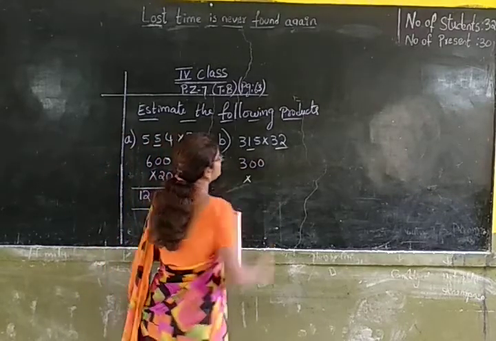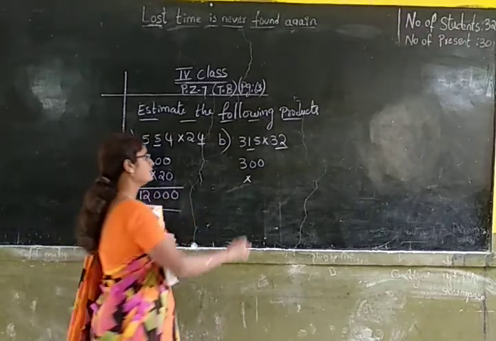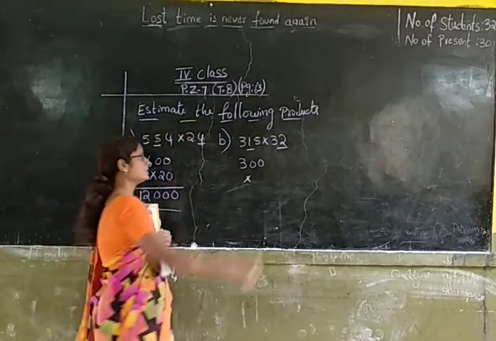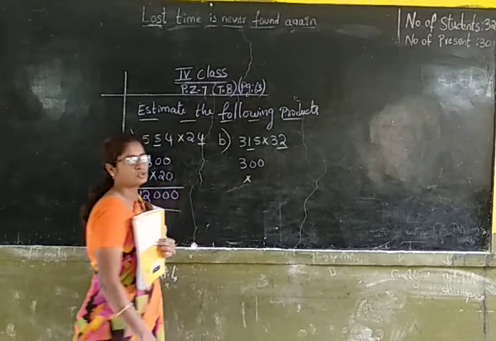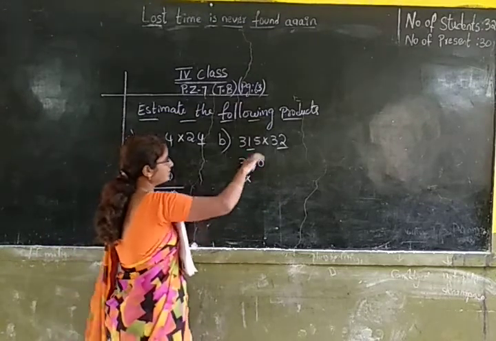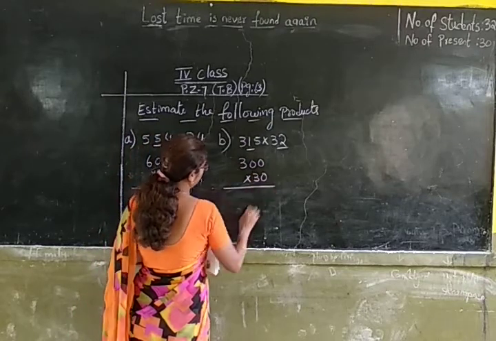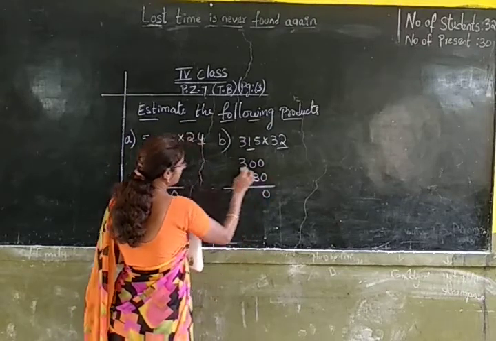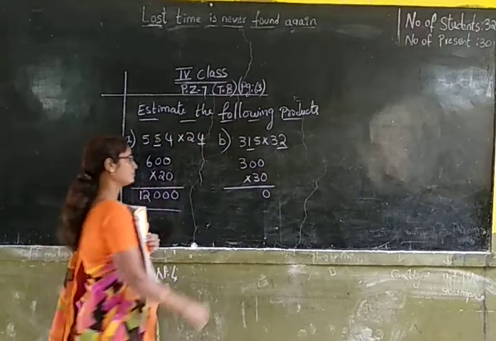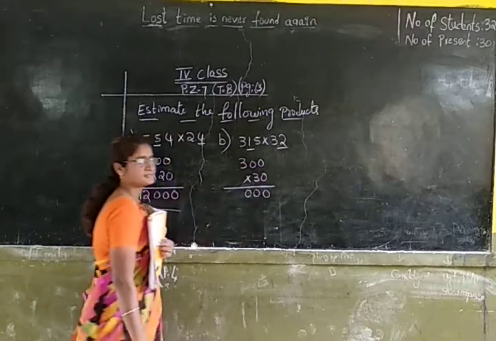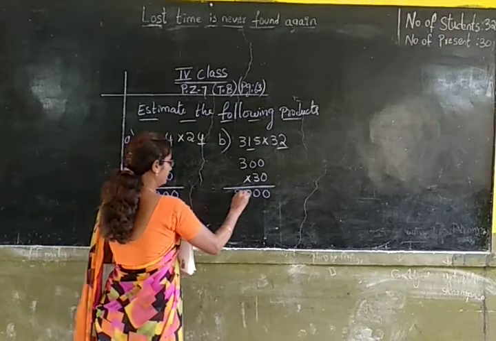Now let us round off this number to the nearest tens. So for that we have to underline the number in its ones place. Here the number at its ones place is 2. So no need of adding 1 to the next number. This will become 30. So first we place a 0 and multiply the whole number with 30. Okay children, 3 zeros are 0, and 3 threes are 9.